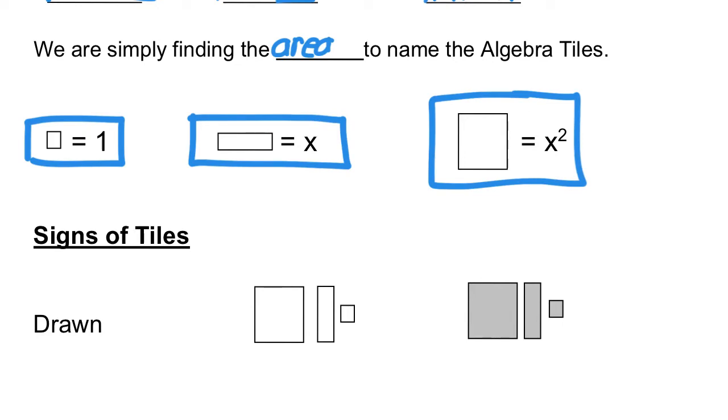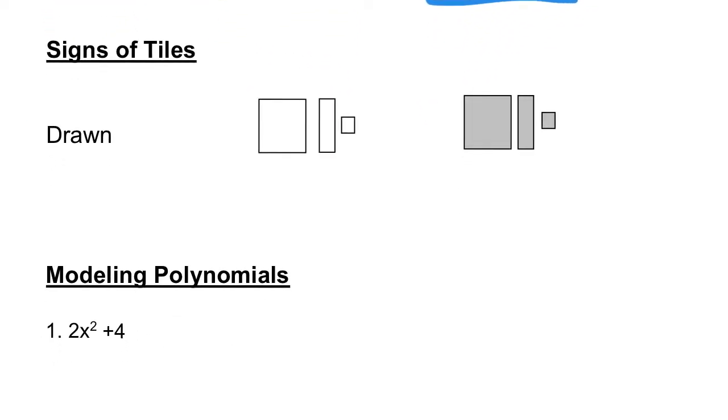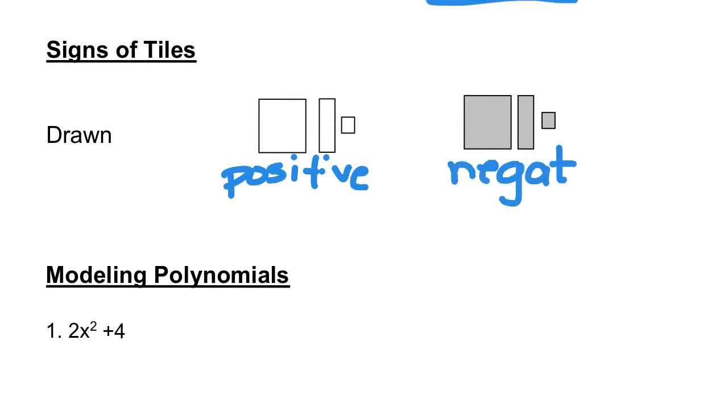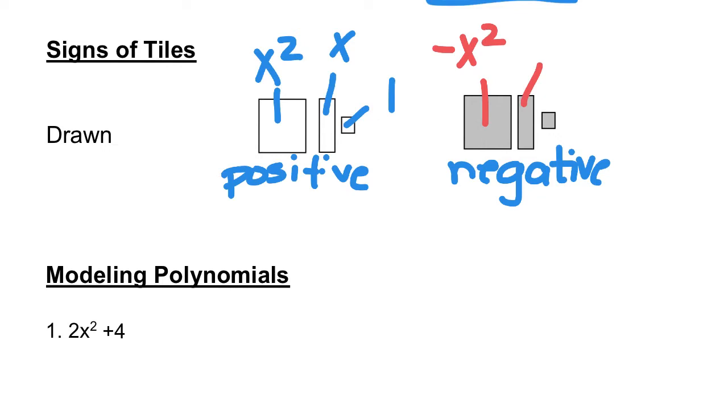When we're looking at signs of tiles and we're drawing them, these are going to be the positive tiles. However, if we shade them in, these are going to represent negative numbers. For example, this would just be positive x squared. This one would be x, and this one would be a positive 1. However, on the negative side, we'd have negative x squared, negative x, and negative 1.